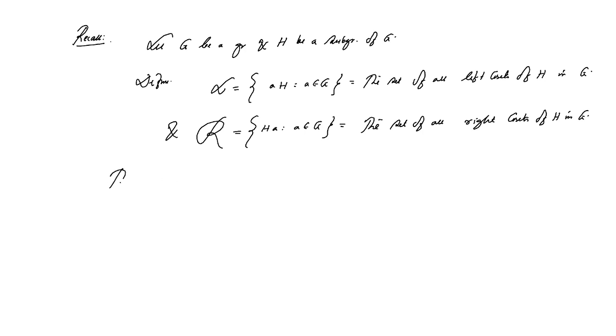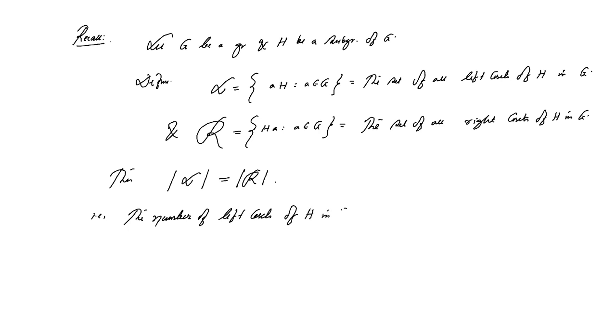And the important thing to recall is that the cardinality of the set script L equals the cardinality of the set R. So that means the number of left cosets of H in G equals the number of right cosets of H in G.